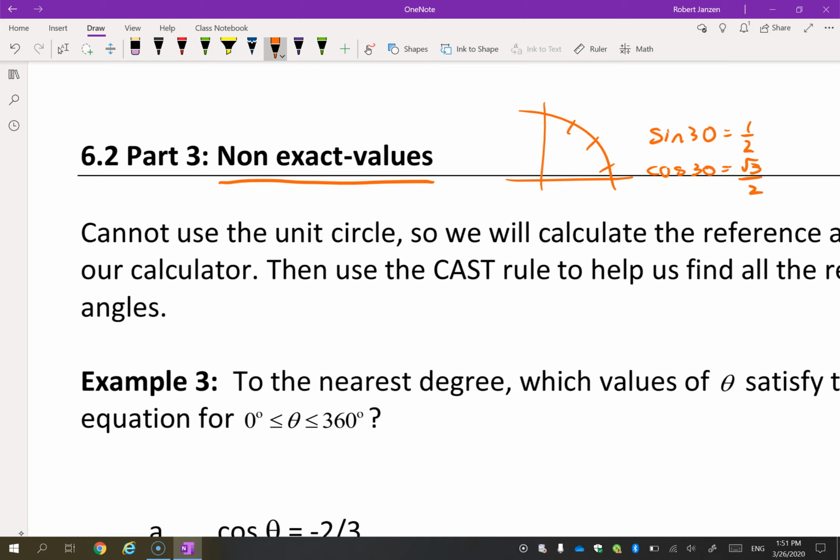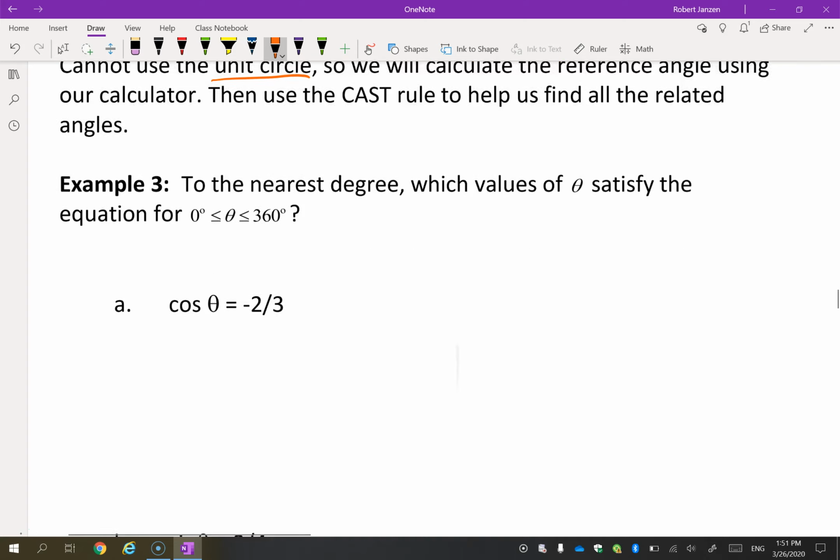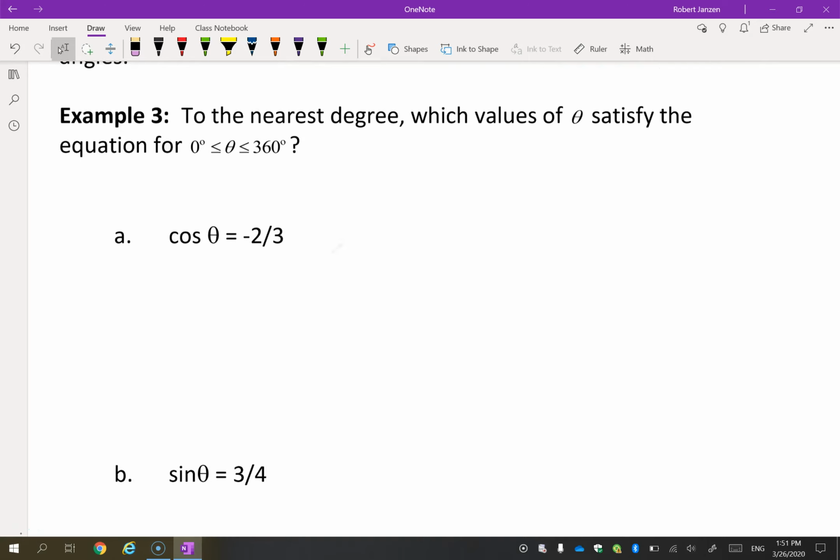Okay, but sometimes they're not going to be exact. That means we can't memorize them. We haven't been able to. They're not the ones we need to memorize. Okay, we're going to use the calculator instead. Okay, so very similar question.